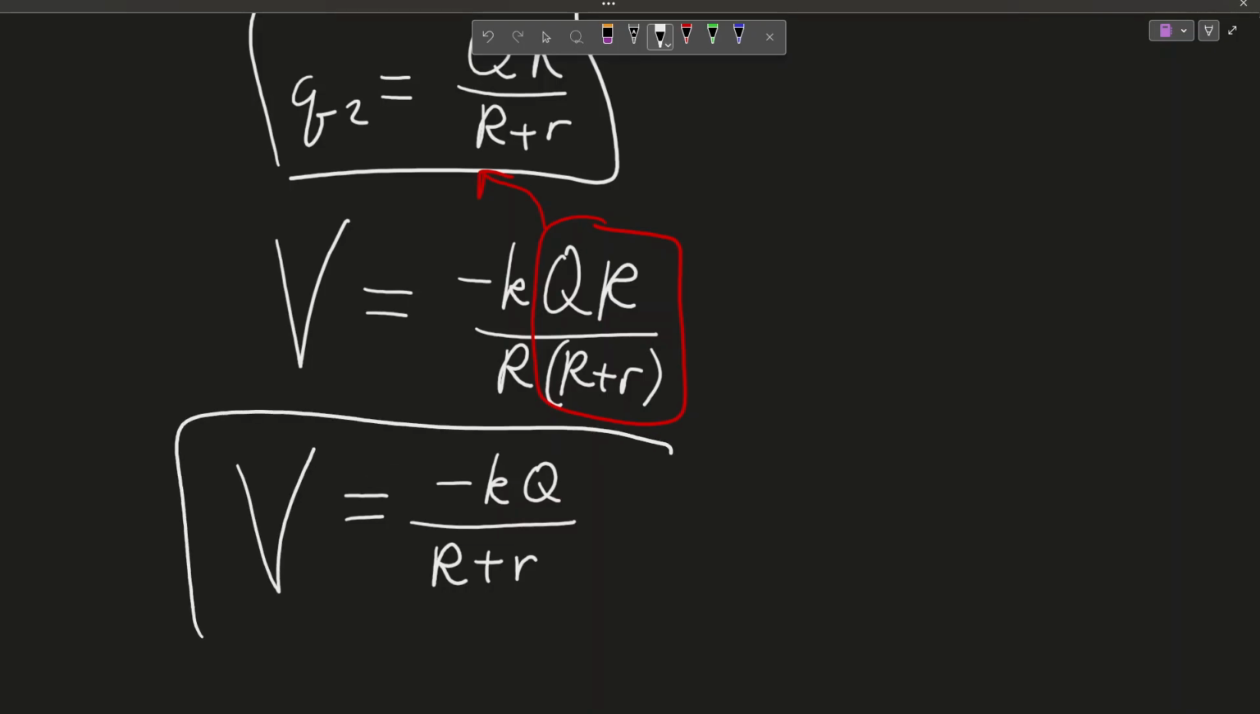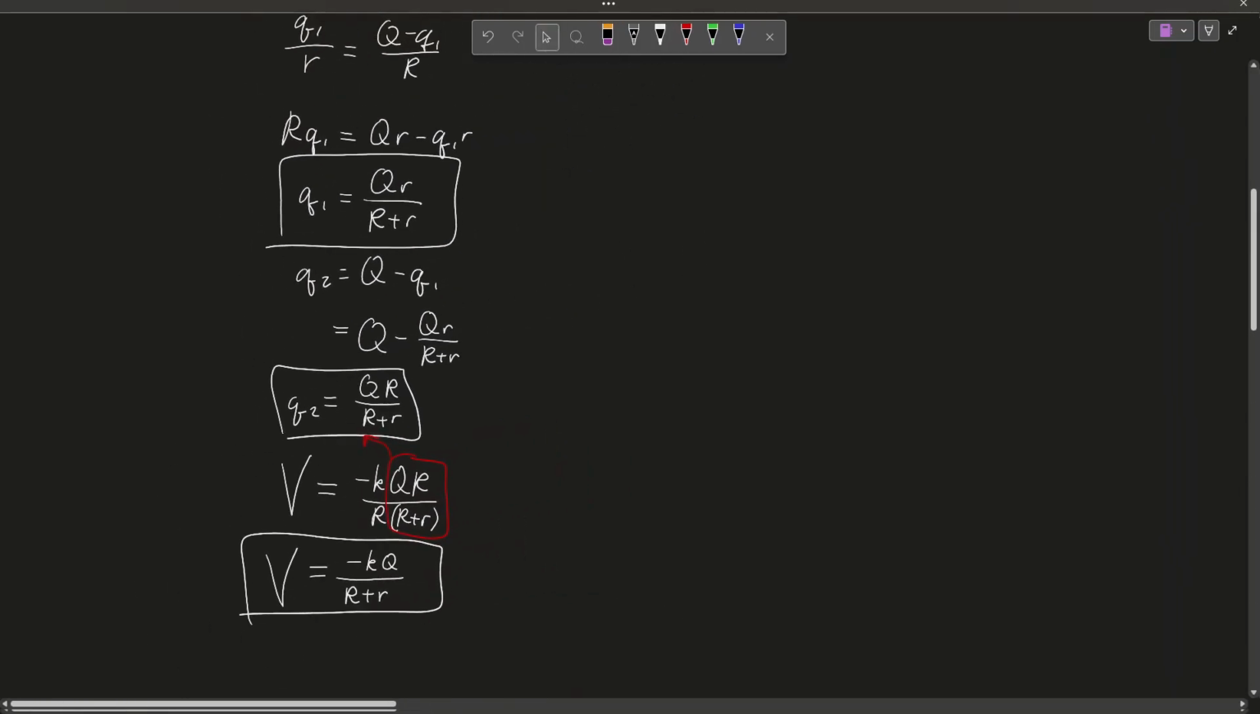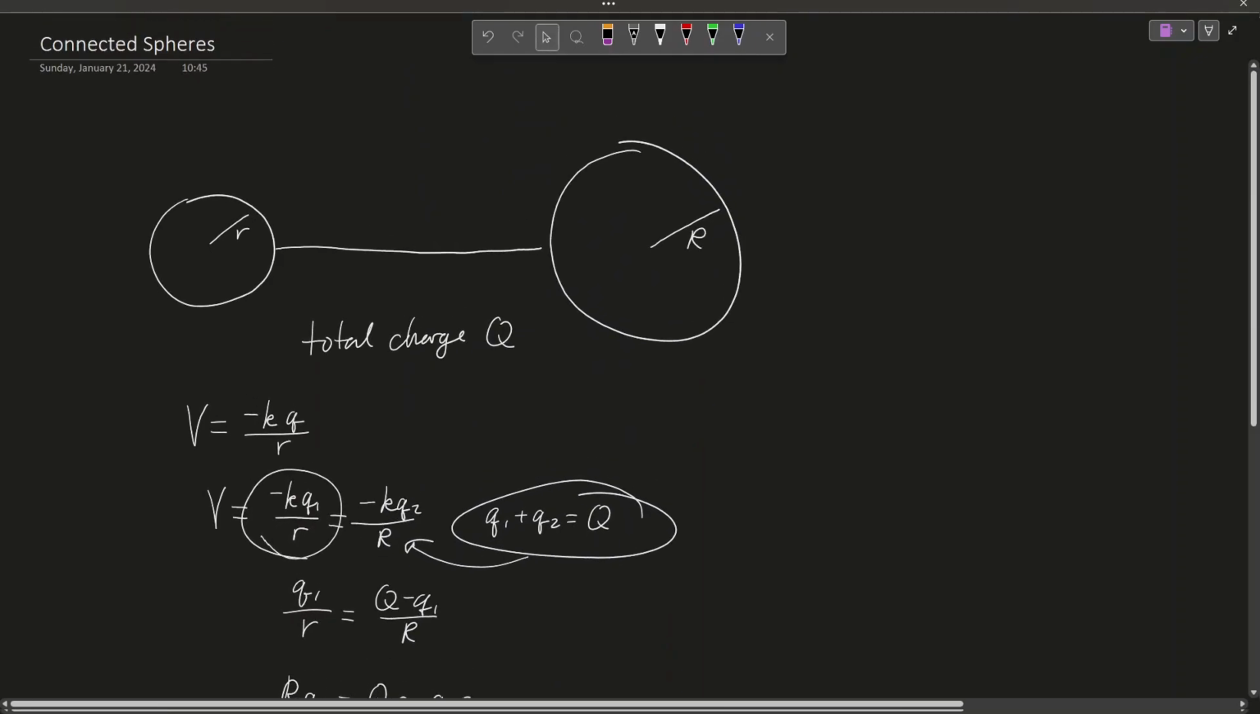So now you know how to find the voltage and either charge in a system of two connected conducting spheres.